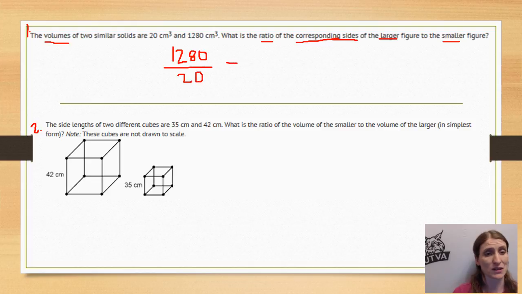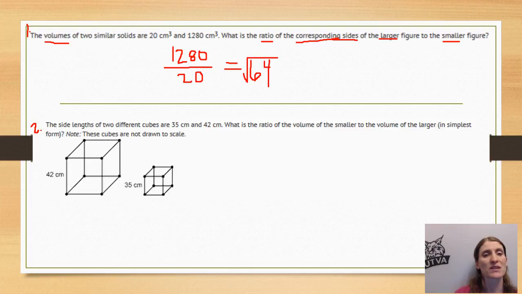Now, what does this reduce to? Well, get out your calculator. Sorry, my computer was slipping. Do 1280 divided by 20, and we get 64. Now, you might think that that's the answer, because, you know, that sounds pretty good, but that's actually not, okay? That is the ratio of the volumes, okay? But we want to know corresponding sides.